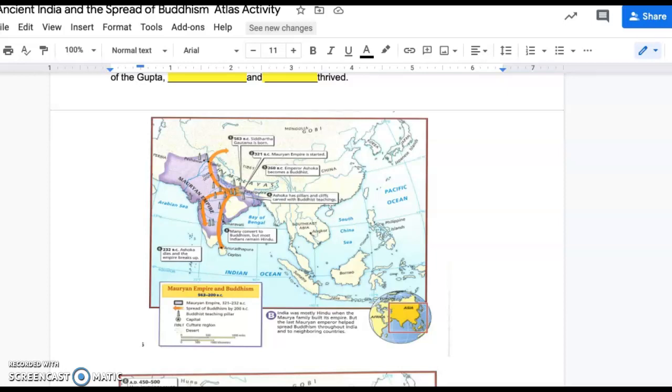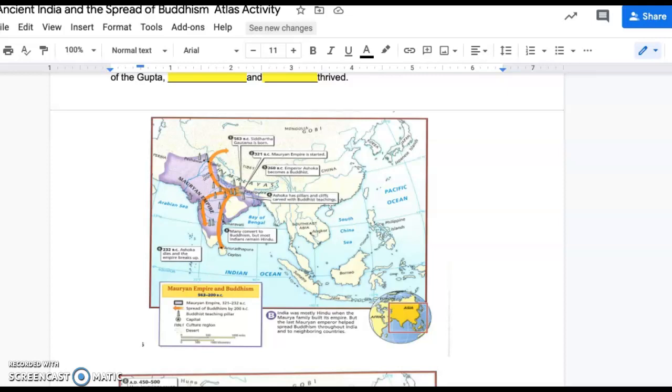Map B. India was mostly Hindu when the Maurya family built its empire, but the last Mauryan emperor helped spread Buddhism throughout India and to neighboring countries. Number 1. 563 BC, Siddhartha Gautama is born.